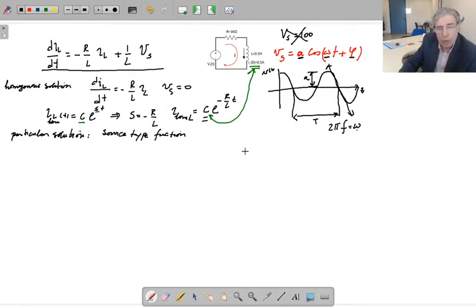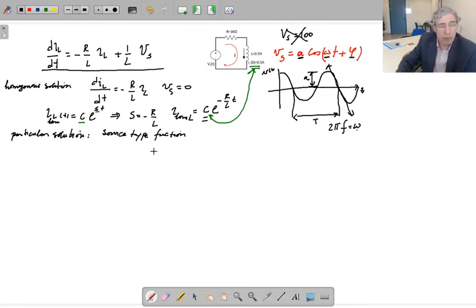In order to determine a sinusoidal function, you have to calculate three parameters, 1, 2, 3. The rest of it is known, isn't it? That's why we say the same type, source type of function. On the other hand, this particular solution should be the solution of this differential equation. What does this mean? If you substitute it for the IL in this equation, the left hand side must be equal to the right hand side.